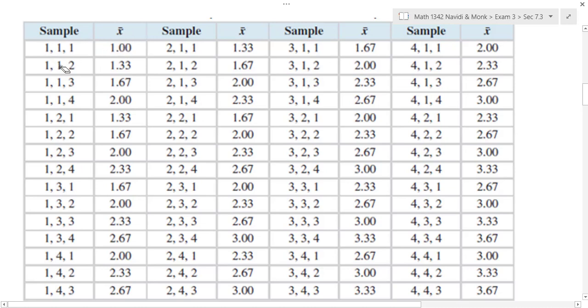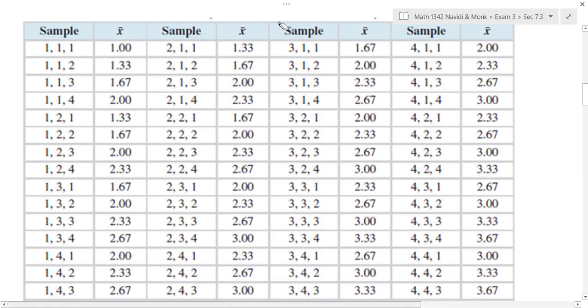I could roll a 1, a 1, and a 2, and if I look at the average of these 3 numbers, I get 1.33. I could roll a 1, a 1, and a 3, and if I average those numbers, I get 1.67. This is a simulation of all the different number combinations I could roll where the first die is a 1, the second die progresses from 1, 2, 3, or 4, and then the third die progresses 1, 2, 3, 4, 1, 2, 3, 4, 1, 2, 3. You see what's going on?